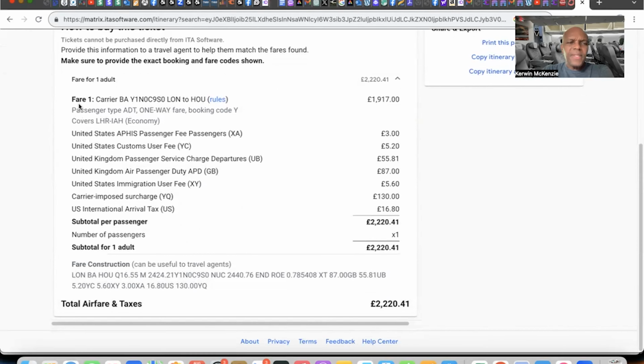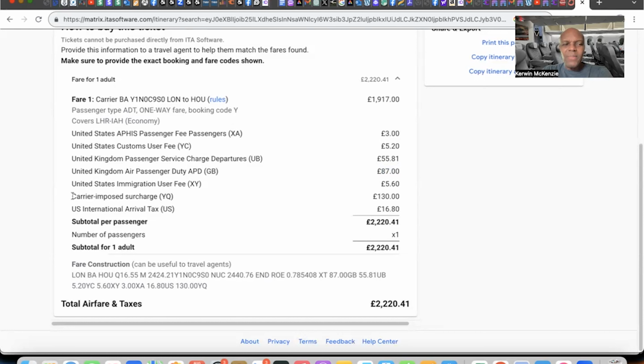Okay. So if you look in here, the fare is $1,917 one-way economy. Insane, isn't it? One-way fare from London to Houston. Now, what makes up that fare? You have the US taxes, more US customs taxes and fees, then the UK passenger taxes, UK APD, which is £87. You cannot get away from that. The only way to get away from that is not fly out of the UK.